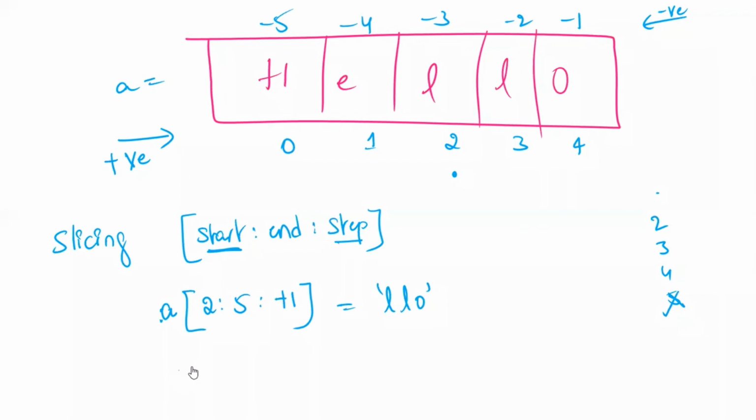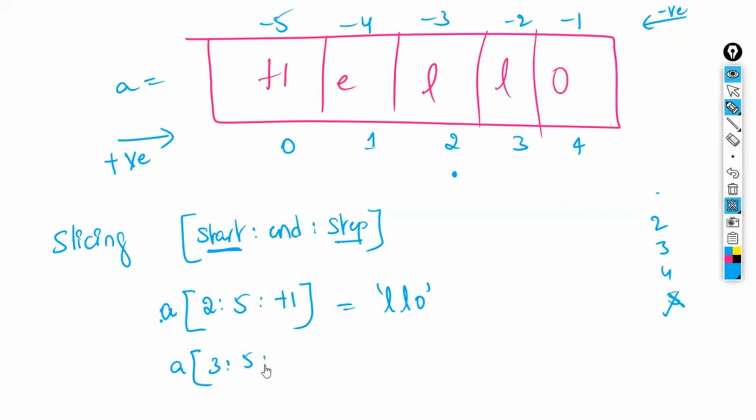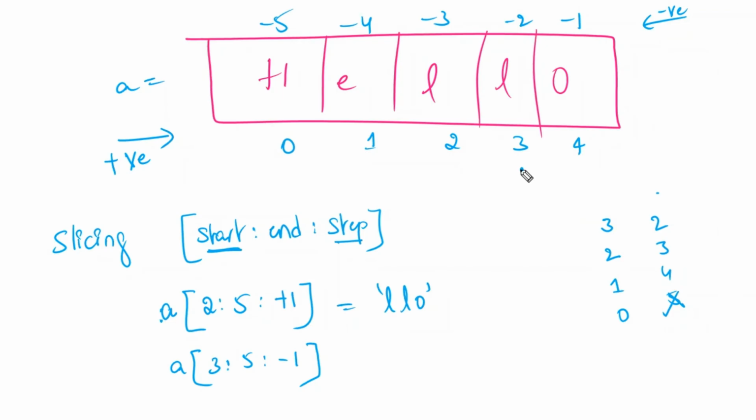Now, A of, I'm asking from 3 to 5 with -1. First 3. After that, -1. What is -1? 3 minus 1 is 2, then 1, then 0. Like this. If you see here, your starting point is this one. 3 means this is your starting point. 5 is your end, with -1. Which direction does -1 mean, left side or right side? Left side. In the left side, is 5 available? No, it is not available. So it is going to give an empty result.